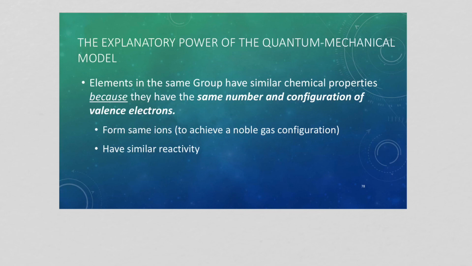Things like, why do they always form the same ions? Well, because if we look at the periodic table, all the alkali metals, they all have to lose 1 electron to get to be like a noble gas, right? And remember, they're trying to get to be like a noble gas because noble gases are stable, right? They don't react. So there is something particularly stable we'll see about a noble gas electron configuration. And elements are trying to get there. So elements form the same ions. They have the same reactivity. And it all goes back to this idea that they have the same arrangement and number of valence electrons.